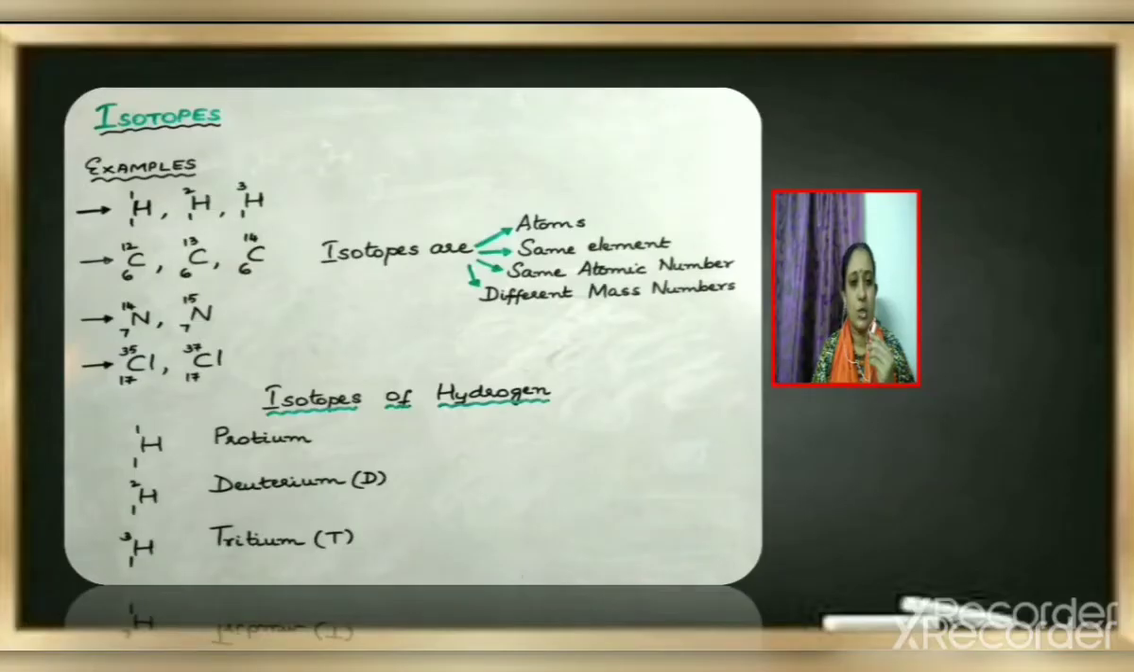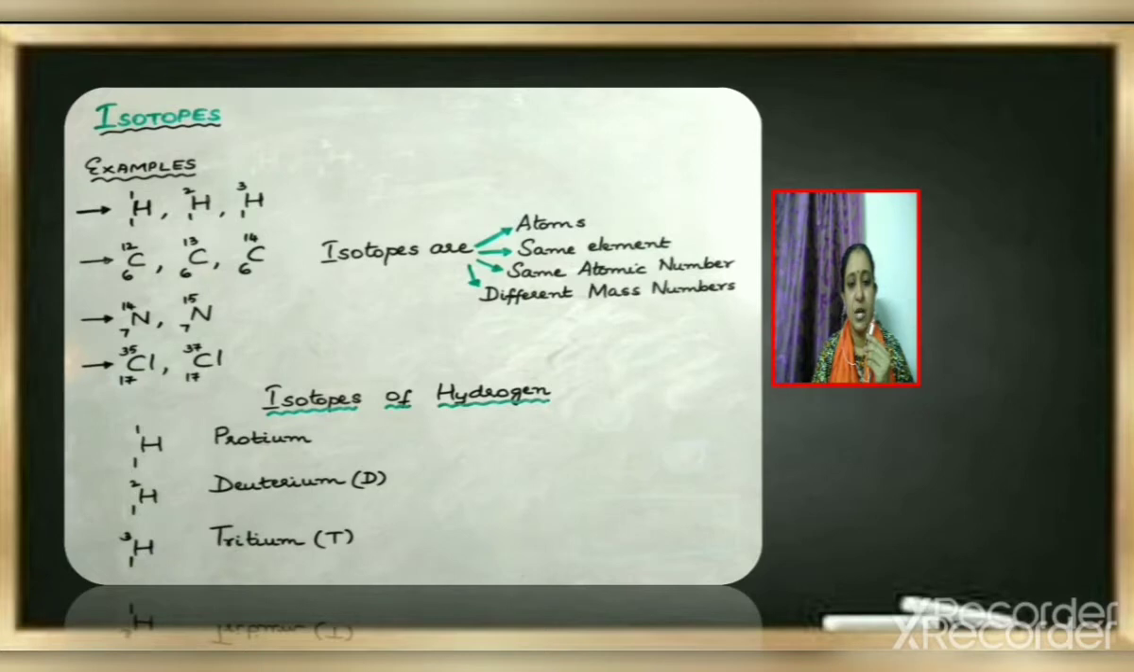What are isotopes? Few examples are given, so let us first see which are the examples. H 1 1, H 1 2, H 1 3. These are the isotopes of hydrogen. Next consider C 6 12, C 6 13 and C 6 14. These are the isotopes of carbon.